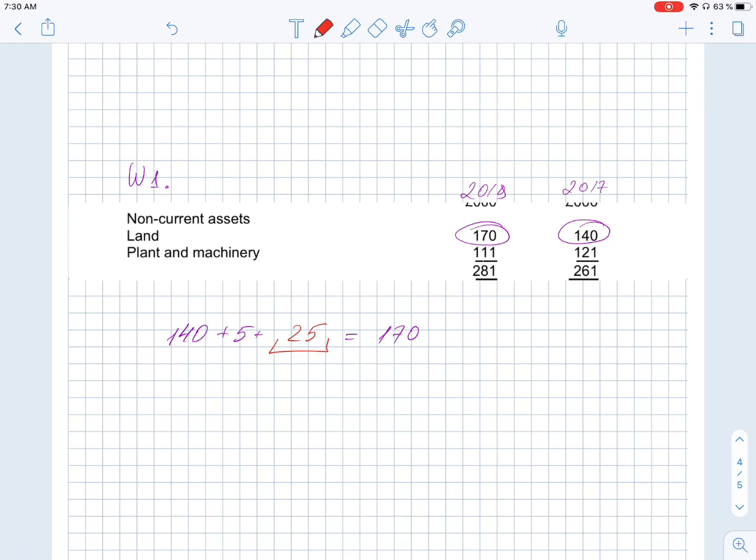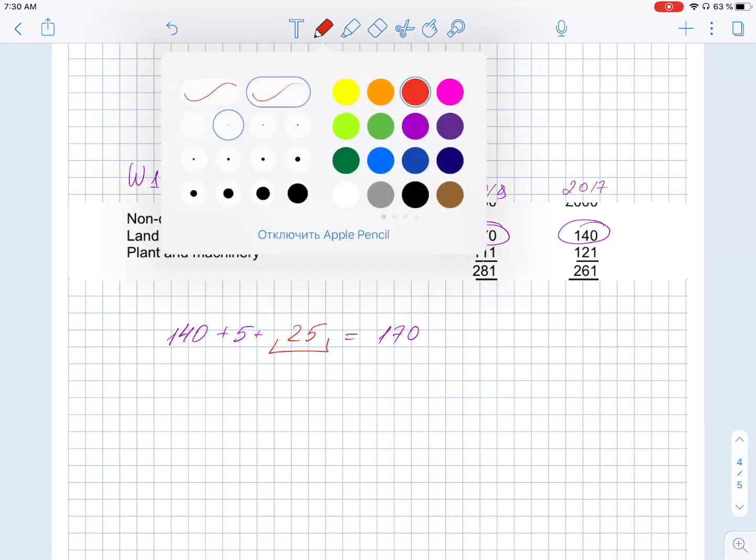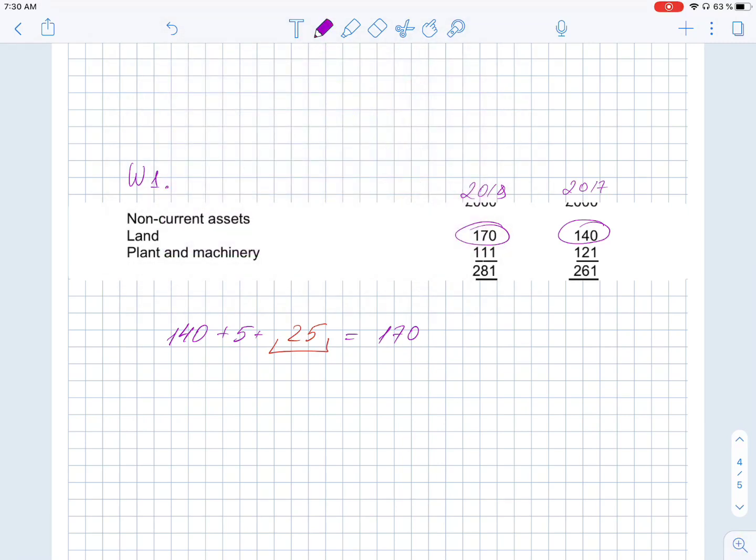So let's proceed to plant and machinery. Plant and machinery should be depreciated, and we are told about some additions and disposals. So at the beginning of the year, the company had 121,000 of machinery, and at the end of the year, 111. What has happened during the year? There were some additions, there were some disposals which should be deducted, and there was some depreciation, because in the statement of financial position, those amounts are net book value, net of accumulated depreciation.